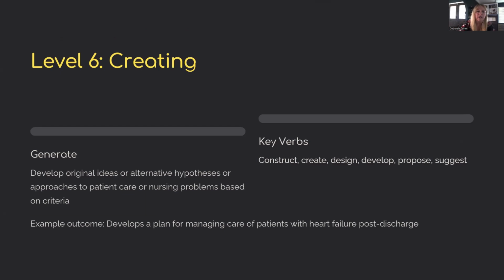Level 6, creating. This represents the highest level of cognitive learning in the revised taxonomy, where they're able to take everything they knew and generate new ideas. So alternative hypotheses, original ideas. Key verbs here: construct, create, design, develop, propose.